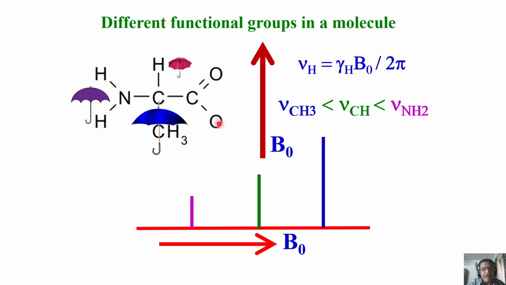And remember, I have written something different here. They are coming at different places because they experience different magnetic fields, which I called chemical shifts. And in addition to coming at different resonating frequencies, I have written different intensity for these peaks. You will understand that later when you go ahead.